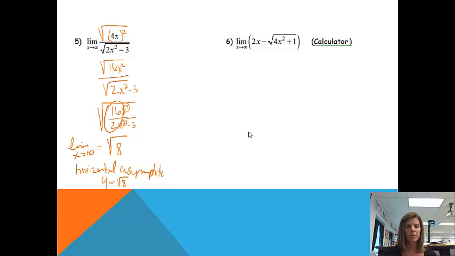Right? Example 6 we will be saving and doing in class together. So hopefully now without your calculator you can find the limit as x approaches infinity and then also use that information to find horizontal asymptotes.